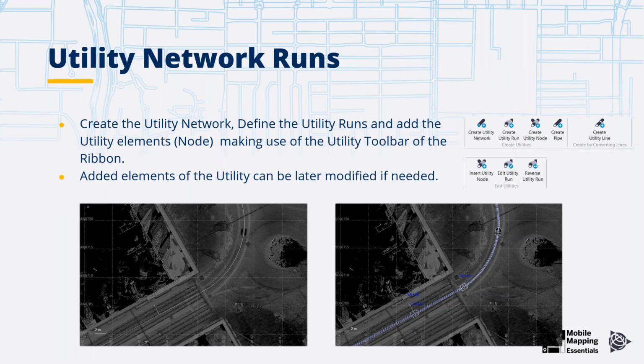Once the material and the assets have been defined inside this utility library, Trimble Business Center offers the tools to start digitizing on the point cloud and positioning maybe the manholes, primary, secondary manholes, and then connecting those manholes with the specific pipes created in the library.